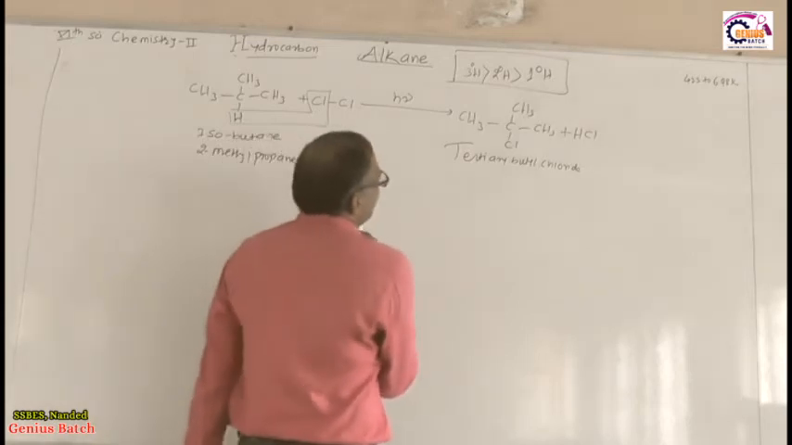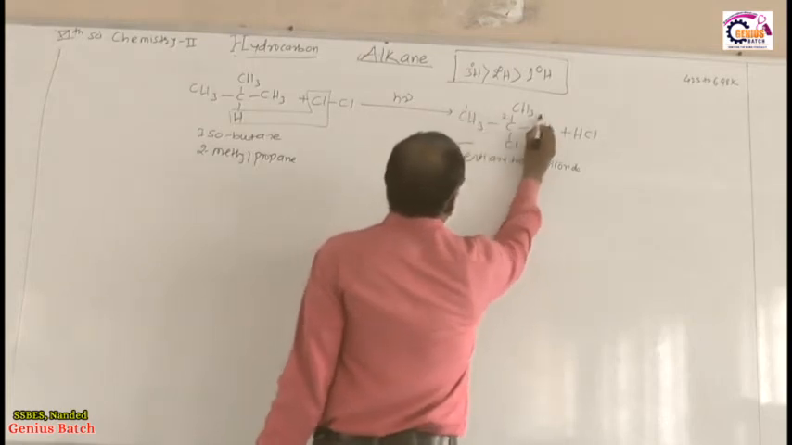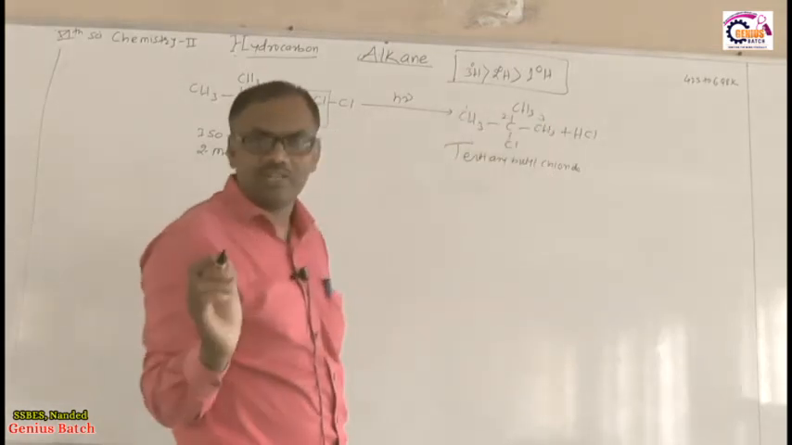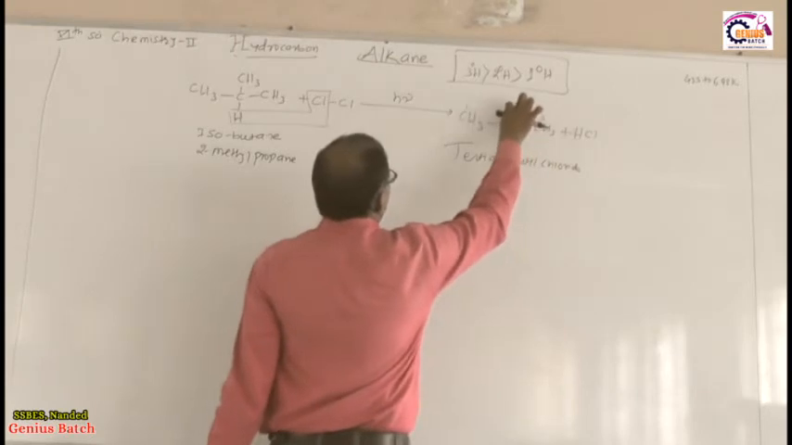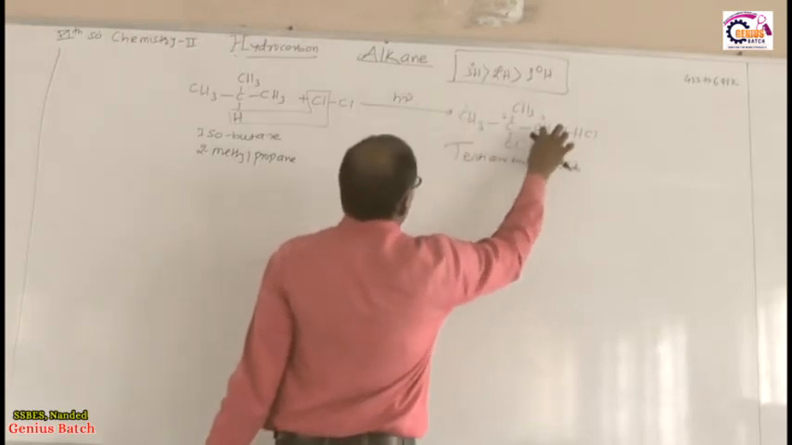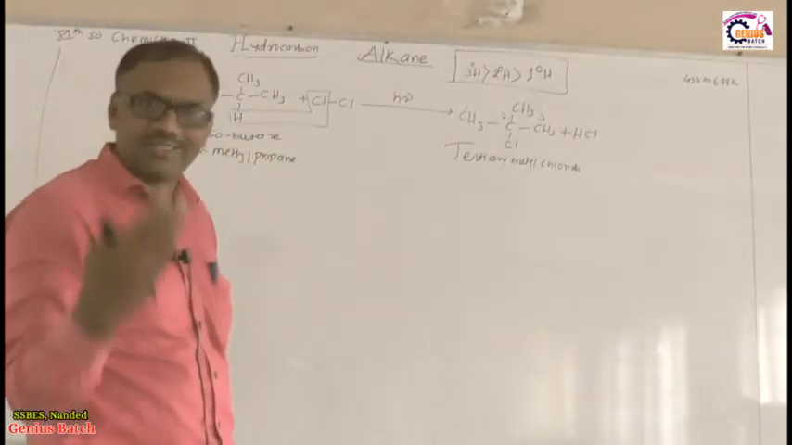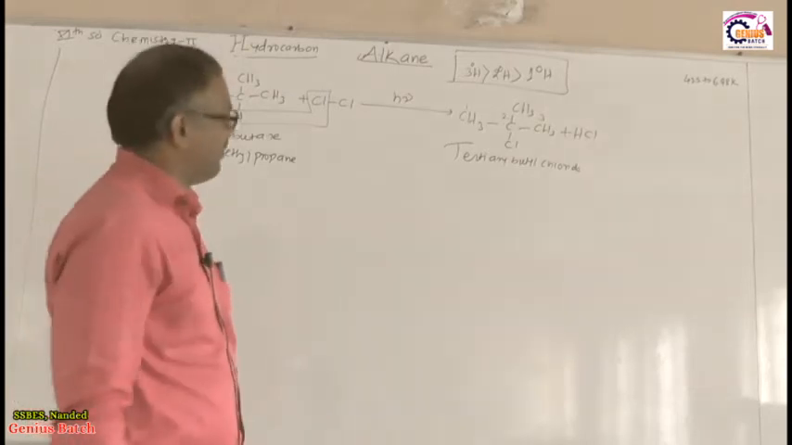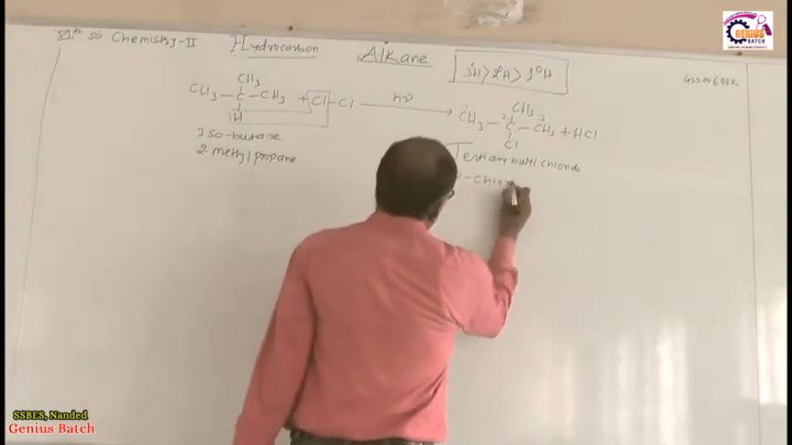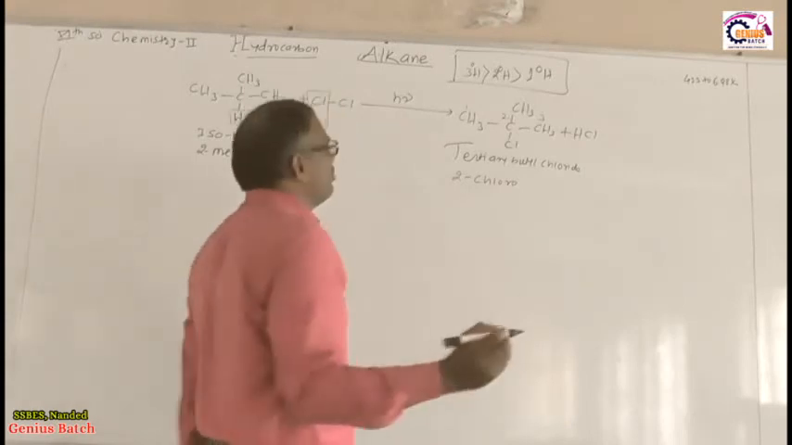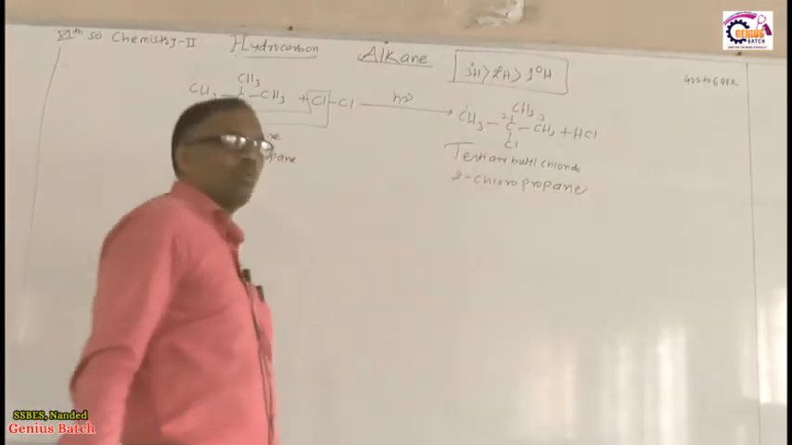Now write the IUPAC name of this compound. How can we write it? Select the longest continuous chain of carbon atoms containing the halogen atom. You can start the numbering from any one of the carbon atoms: 1, 2, 3. So the straight chain will be of 3 carbon atoms. At carbon 2, which halogen is there? Chlorine is there, so this is called 2-chloro. 3 carbon atoms are there, so the name will be 2-chloropropane.